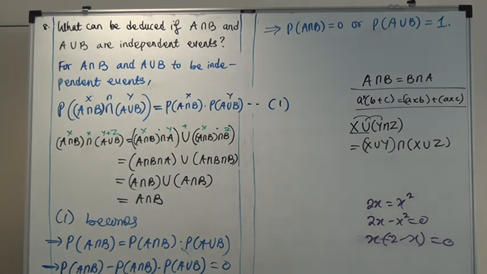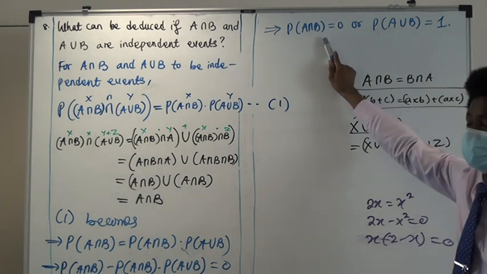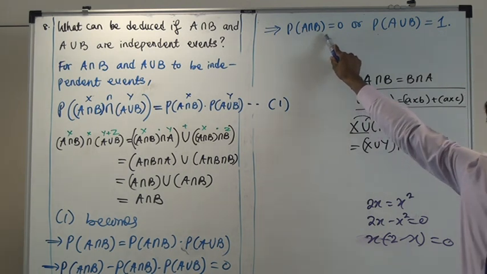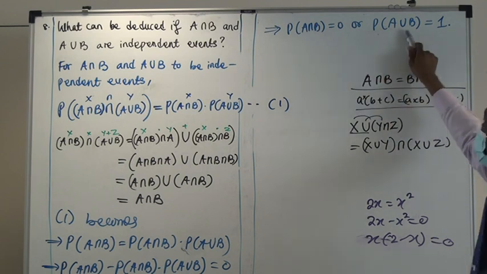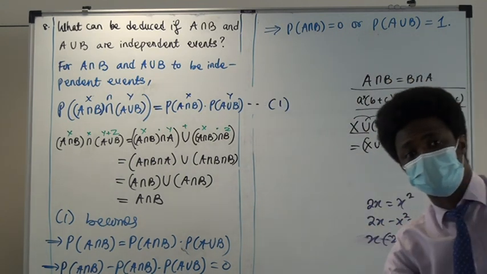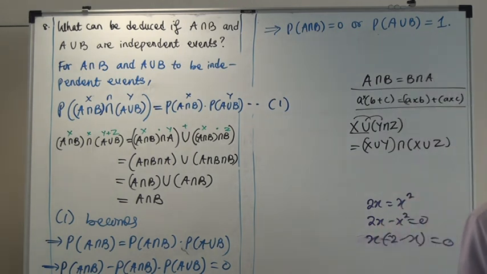So if I ask you to comment, what is the comment here? A and B are mutually exclusive, and the entire A and B is the universal set. It means the outside one does not exist. Understand? So this is what we can deduce.